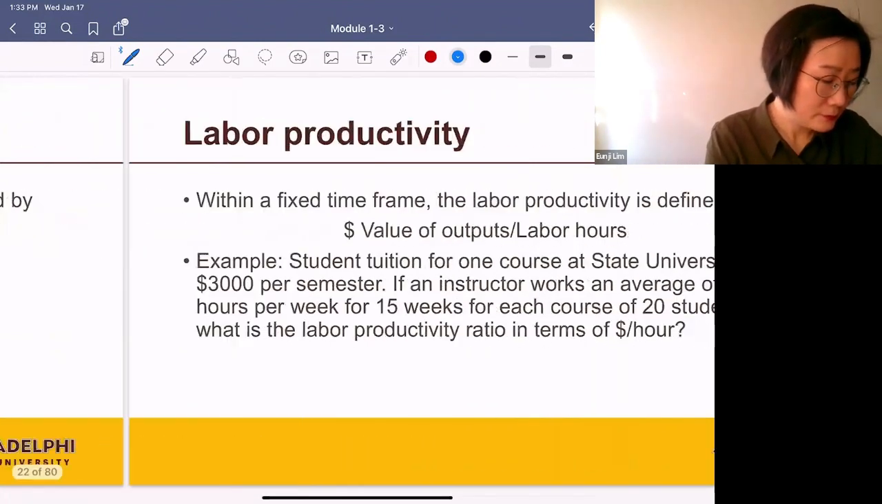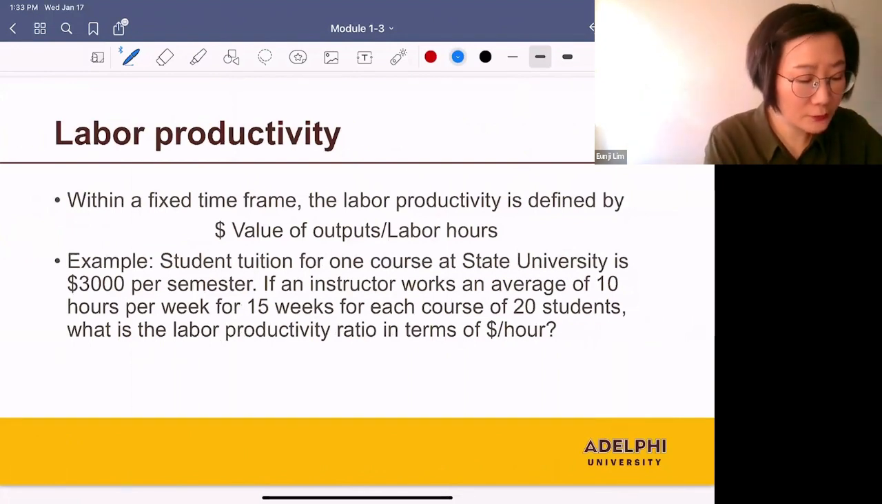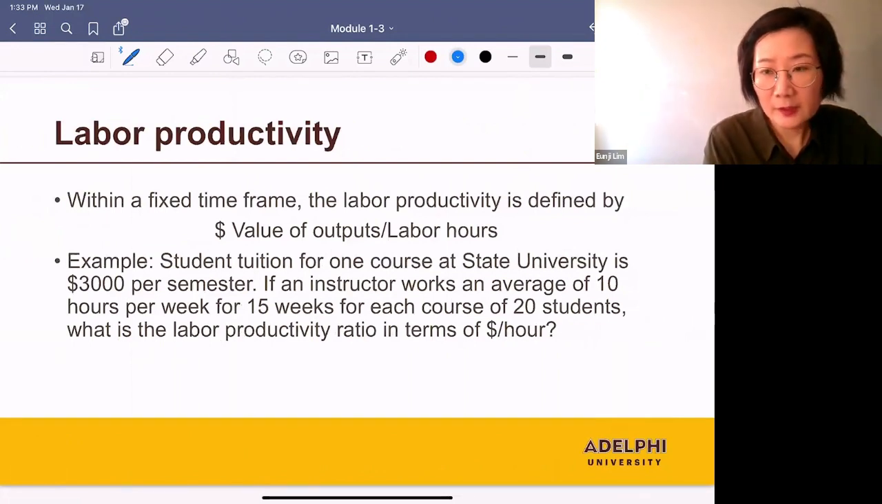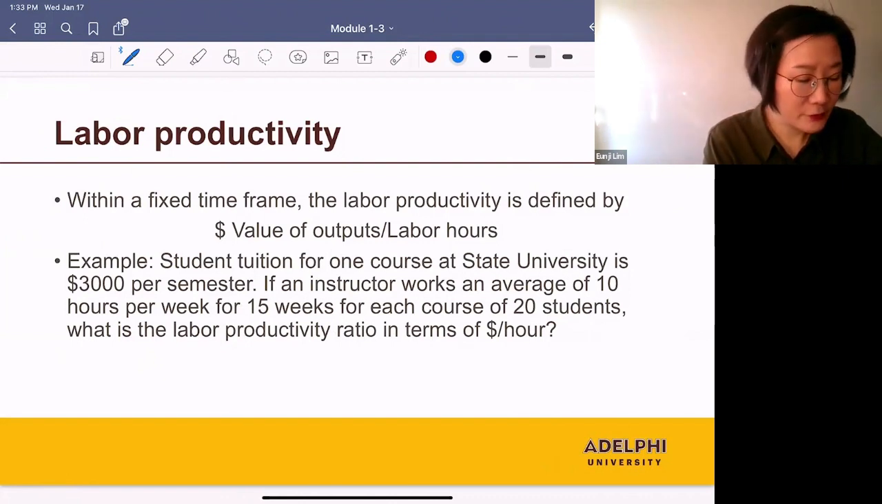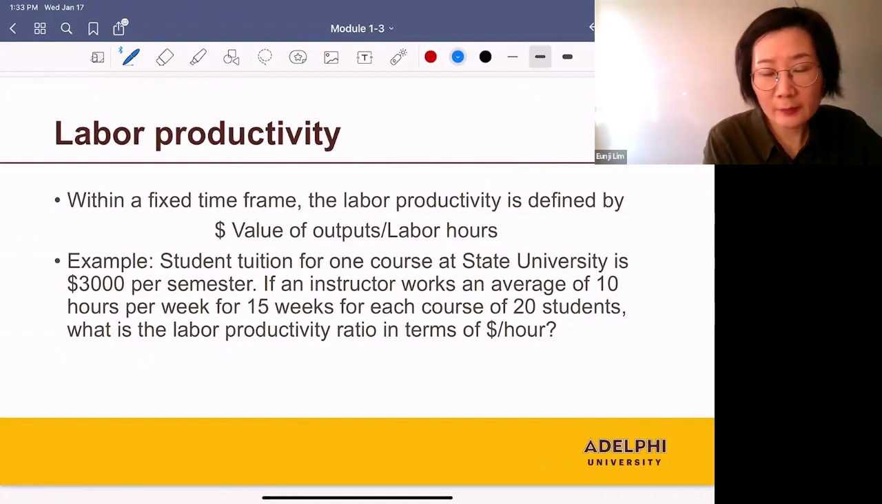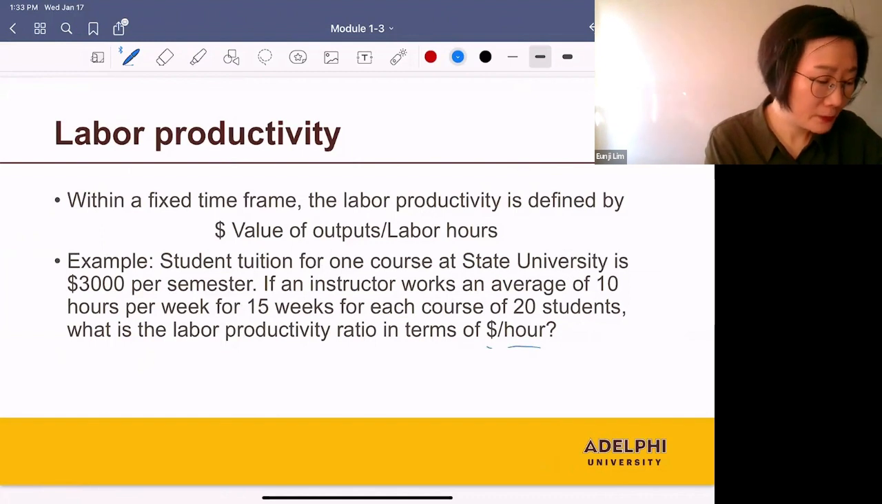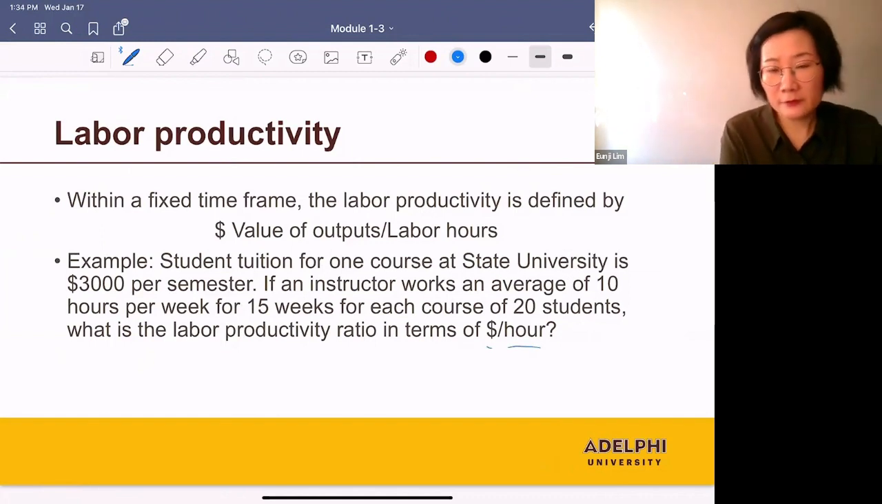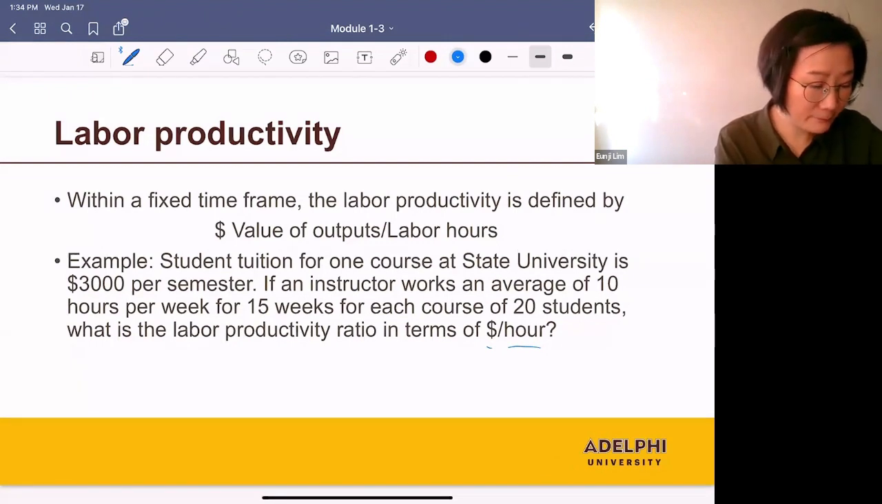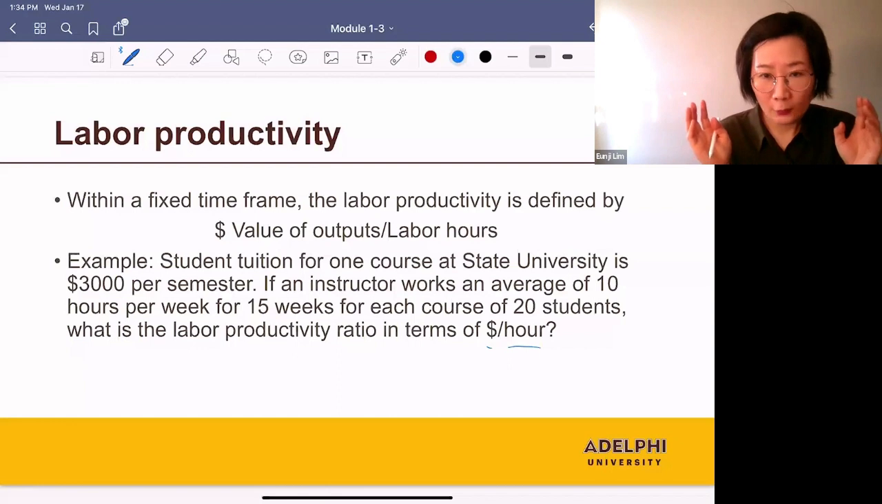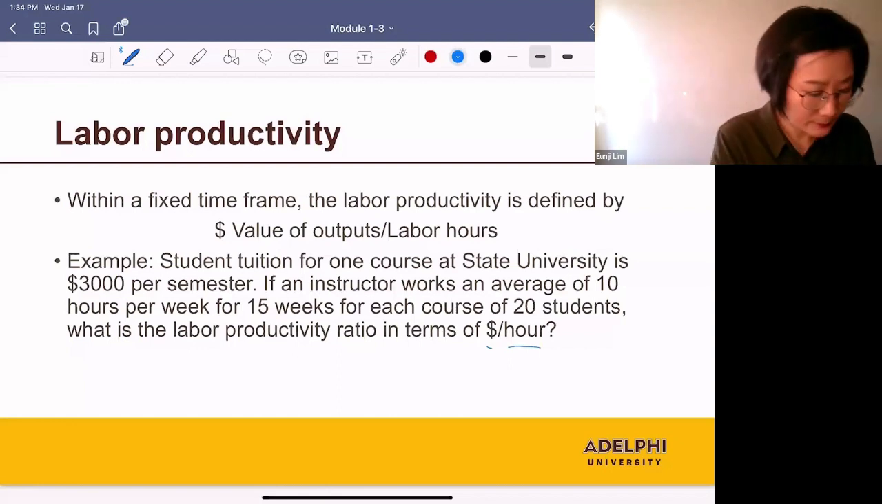Let's take an example. Student tuition for one course at State University is $3,000 per semester. If an instructor works an average of 10 hours per week for 15 weeks for each course of 20 students, what's the labor productivity ratio in terms of the dollar value per hour? So let's use the definition of the labor productivity. Let's fix the time frame. What's the time frame? We're looking at one semester for one course.